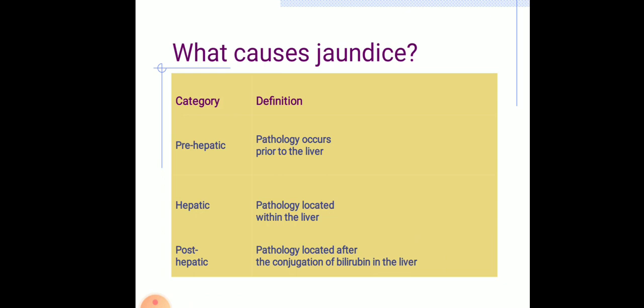And what causes jaundice? How does this jaundice occur? There are three types of causes. Okay, prehepatic causes, hepatic causes, and posthepatic causes. In prehepatic causes, the pathology occurs prior to the liver. In hepatic causes, the pathology is located within the liver. Posthepatic pathology is located after the conjugation of bilirubin in the liver.